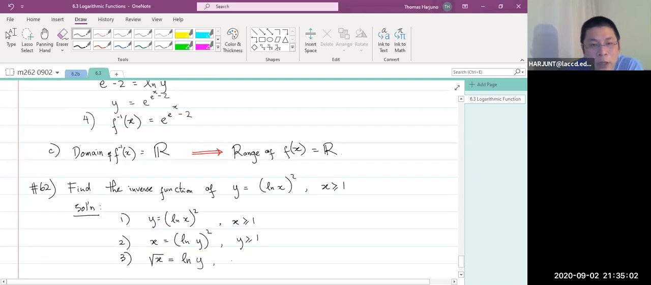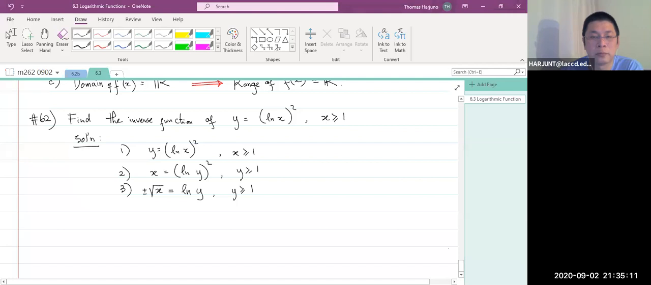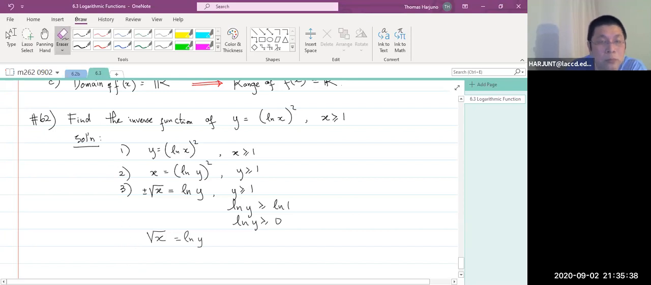Maybe I put it this way. So I will use plus minus here for now. Right? But at the same time, we know that ln y will be greater than or equal to ln 1, which means ln y is greater than or equal to 0. That's how the negative sign fell off. Therefore, then e to the square root of x equals y.